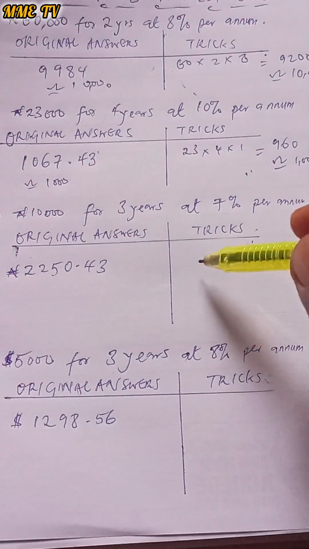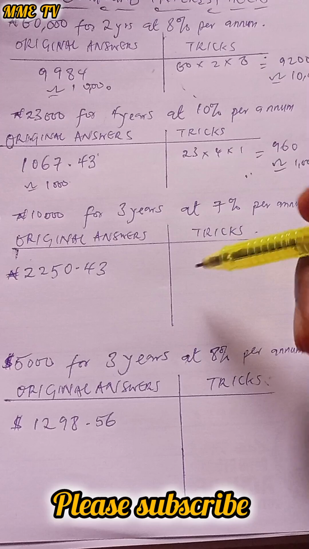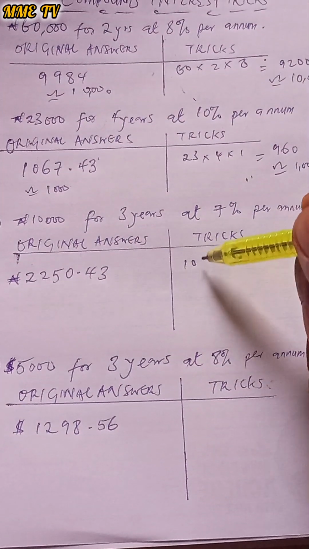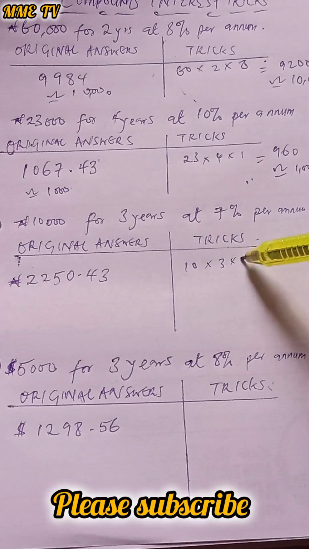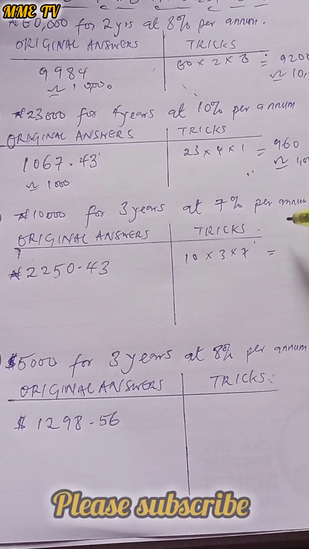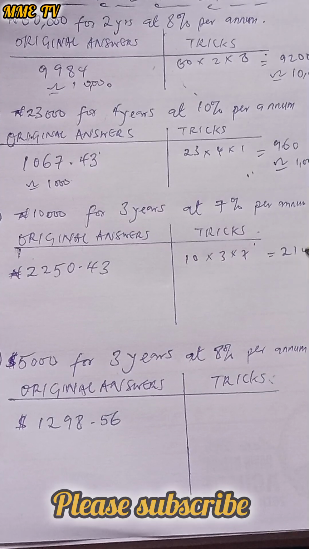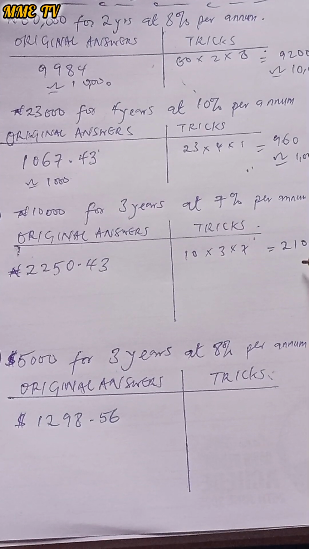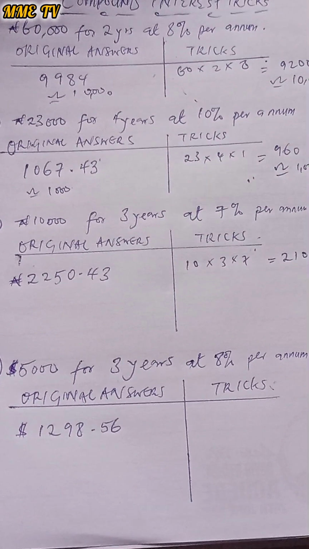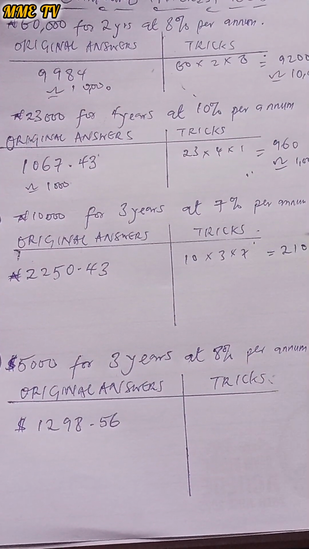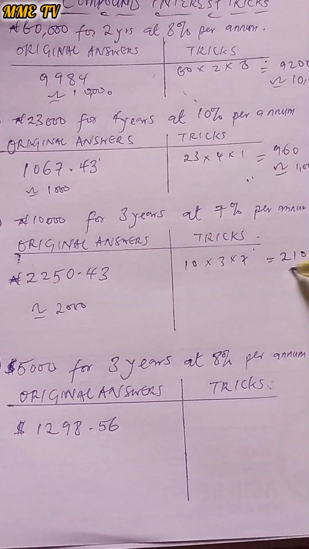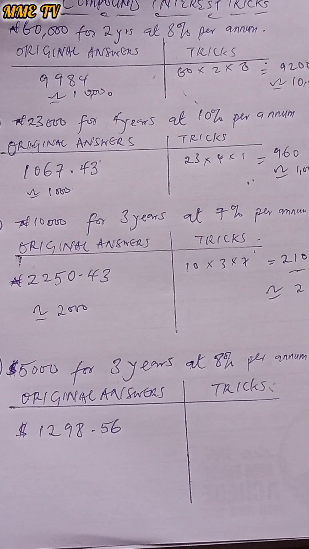When you come to this particular point again, you multiply the first two numbers. Now that I'm having 10,000 here, I will just take 10 multiplied by 3 multiplied by 7. What I'm going to be having here is 210. Now this 210 which I'm having, I'll be having 2001 if I add that particular 0. So the approximated value of this is going to be 2000.